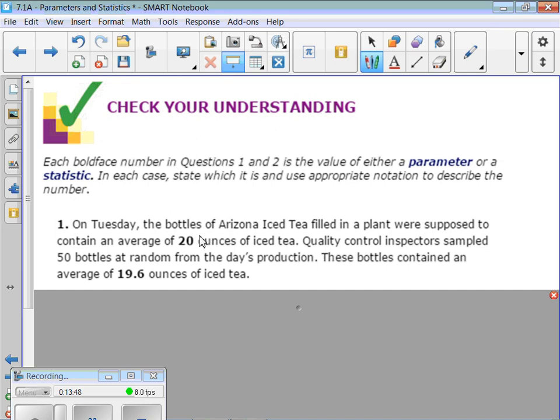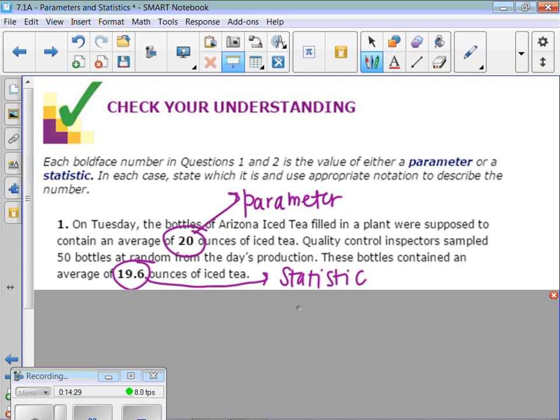All right, so this 20, you guys, is that the parameter or the statistic? What are they claiming, you guys? They're claiming that the population of all the bottles has 20 ounces, right? So is that the parameter or the statistic? This is the parameter that they're claiming. And we took a sample. So what is this 19.6? This is the statistic, because that 19.6 came from our sample of 50 bottles.